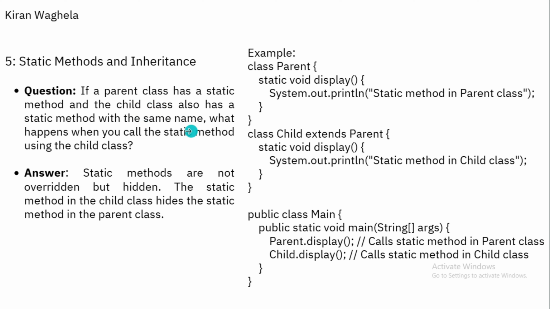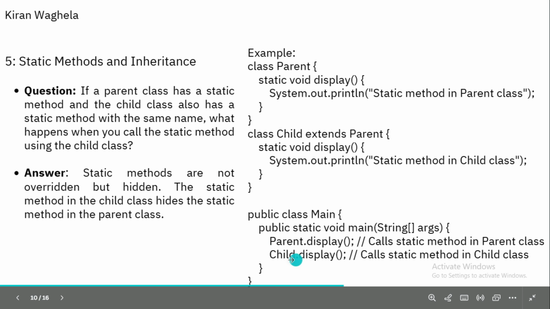You can answer simply by creating a parent class and a child class, each with a static method, and extending it. We can see the example here, and you can answer like this: static methods are not overridden but hidden. The static method in a child class hides the static method in the parent class. So here it is Parent.display and Child.display. It will call the parent class's static display method and the child class's display method; both are called separately.